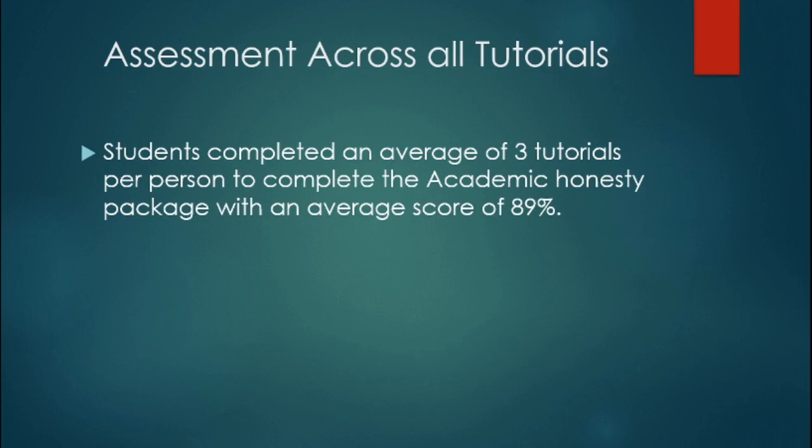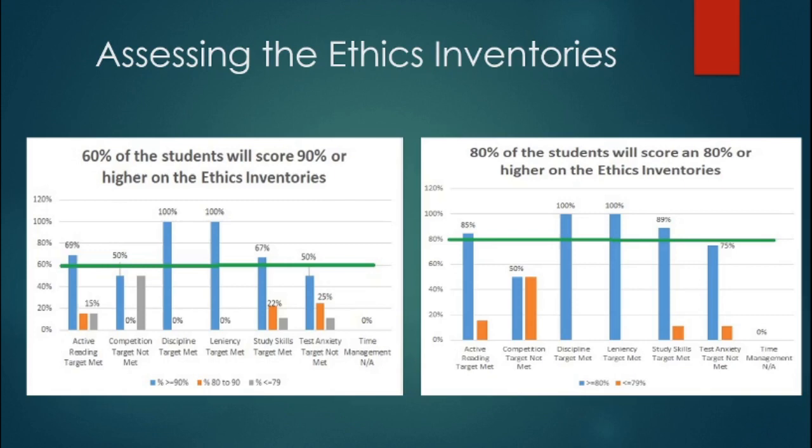Now I'm going to show you a little bit of the assessment for the ethics inventories. We have 2 targets that we tried to meet. First one is that 60% of the students will score 90% or higher on the ethics inventories. And we have 7 different ethics inventories written, and we have 4 of them that met the target. Those were active reading, descriptive, lack of discipline, leniency, and study skills.